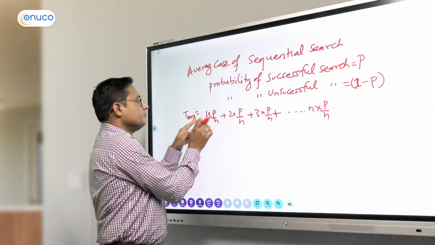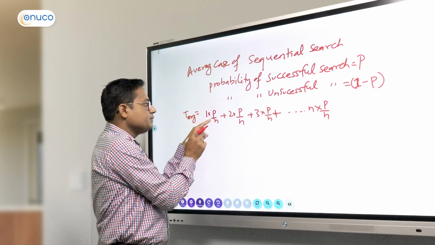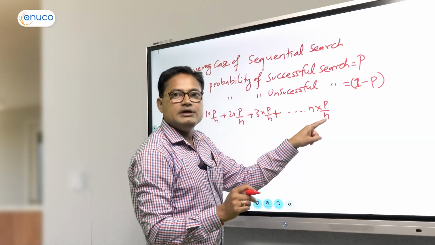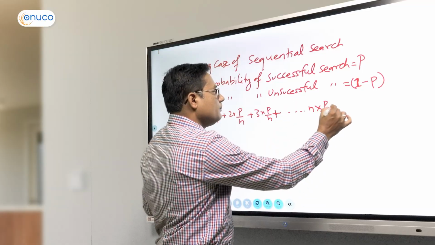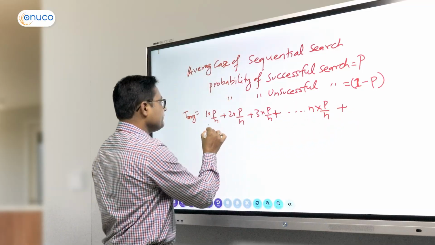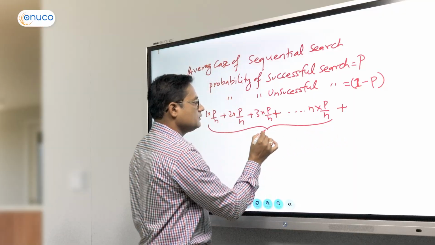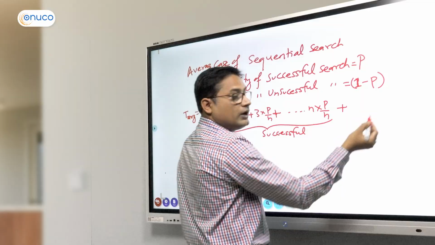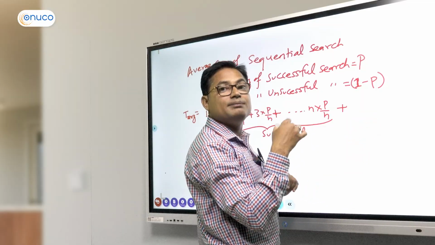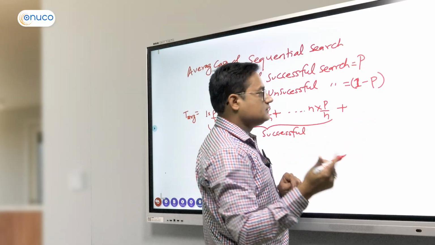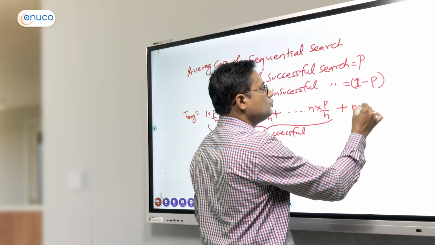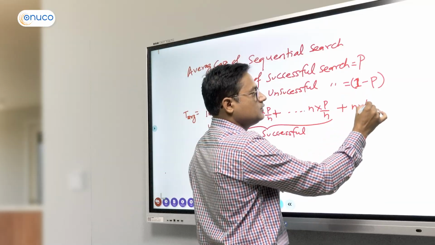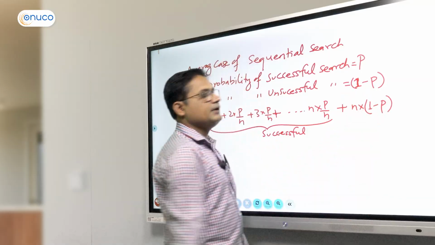When the element is present at the first position, 1 into P divided by n, 2 into P divided by n, 3 into P divided by n, up to n into P divided by n. Plus, remember friends, this is for successful search. What will be the unsuccessful search? How many comparisons have we done? N comparisons. So it is n into, and what is the probability of unsuccessful search? 1 minus P. So we write 1 minus P.